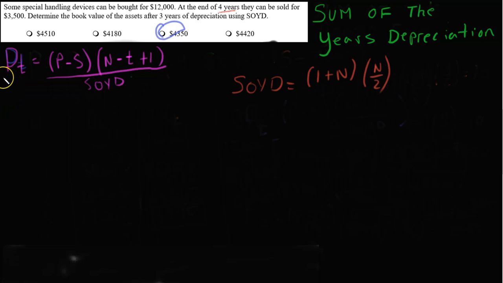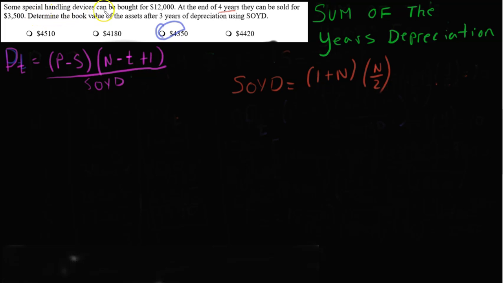Today we're looking at depreciation. So the first type of depreciation we're going to be looking at is sum of the years depreciation. This is pretty simple stuff, guys. Once you do a problem or two, it's always the same. It doesn't really change. So let's read the problem first.